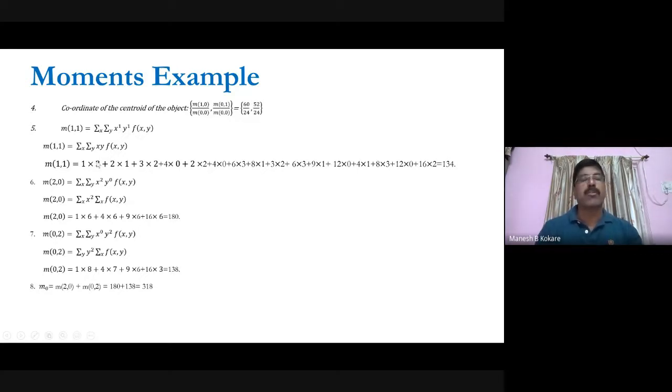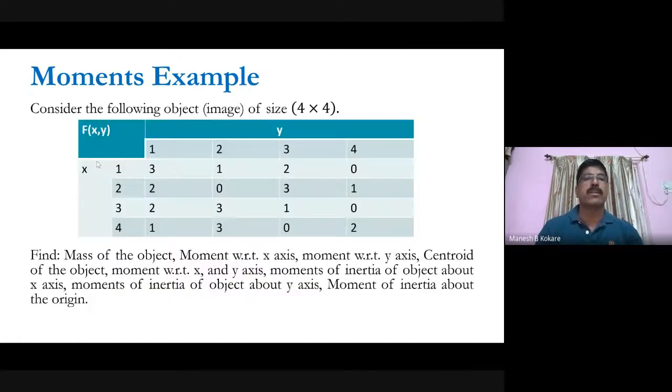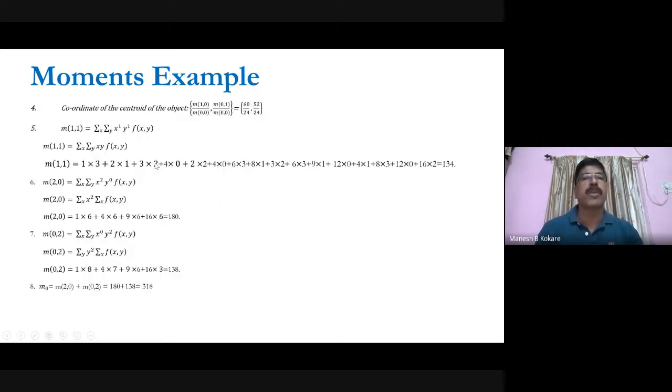So how are you calculating here? Look at this image. X into y, what is the value of x? 1. What is the value of y? 1. So x into y is 1. And f of xy at that time is 3. So 1 multiplied by 3. So 1 into 1 multiplied by 3, right? So this value is coming as 1 into 3. So this is x is 1, y is 1.